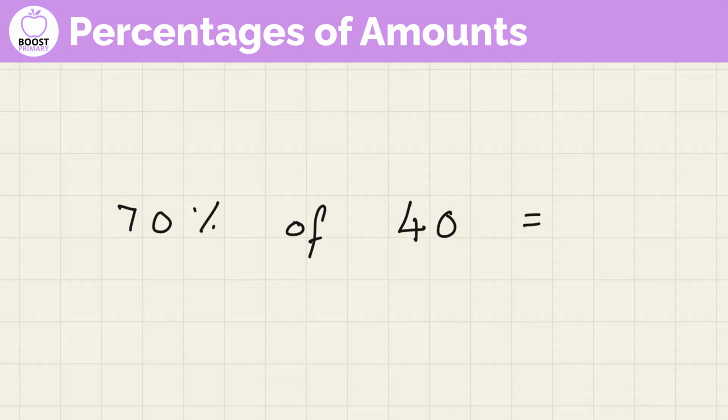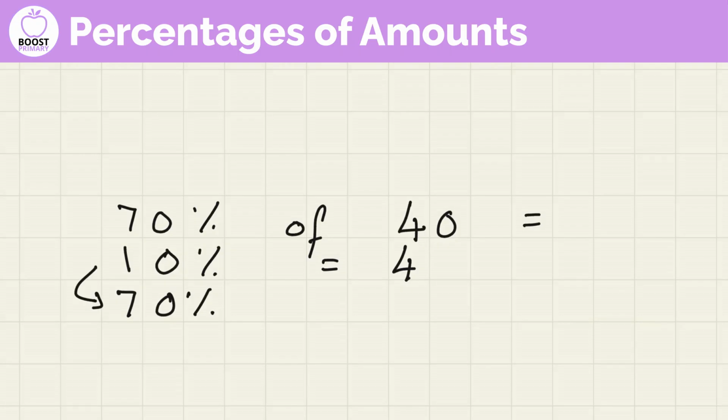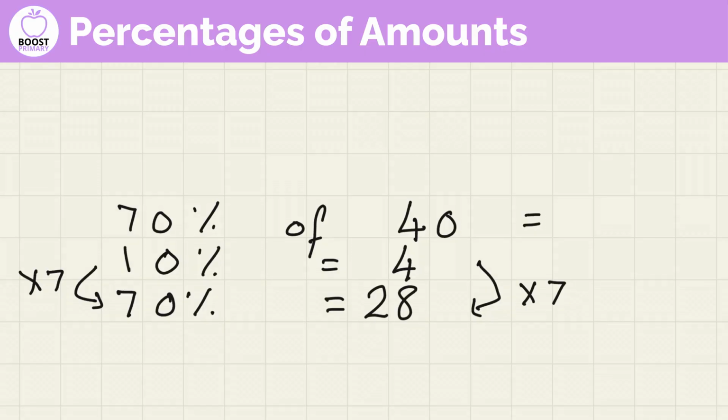My next question is 70% of 40. Once again, start off with 10%. 10% of 40 equals 4. We can then scale that up to 70%. 10% times 7 equals 70%. 4 times 7 equals 28. So 70% of 40 equals 28.